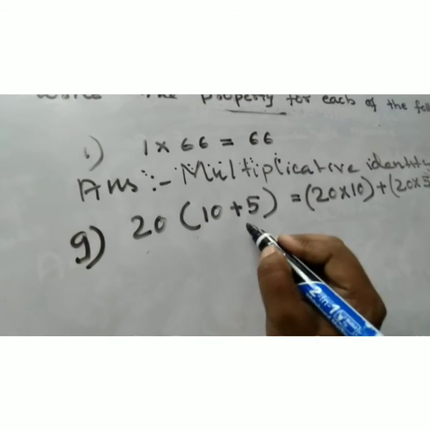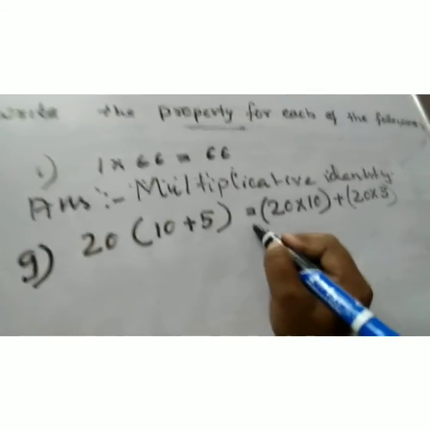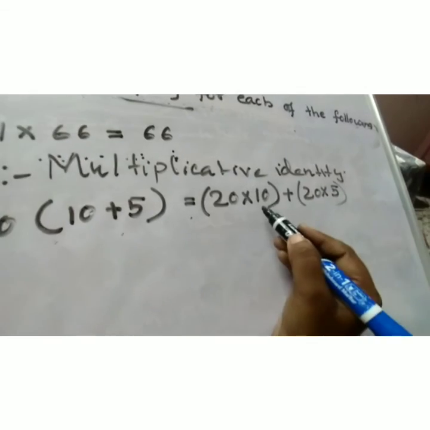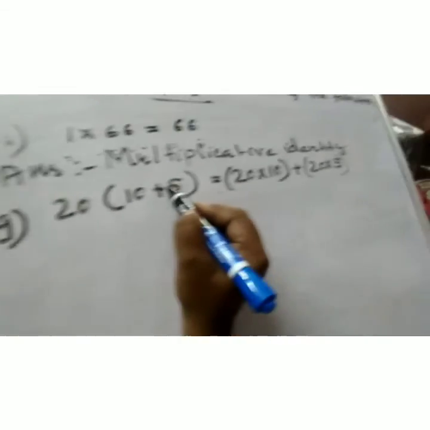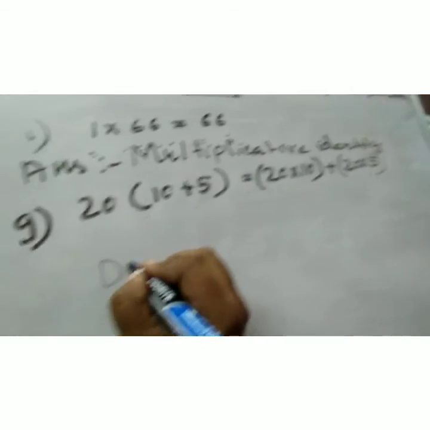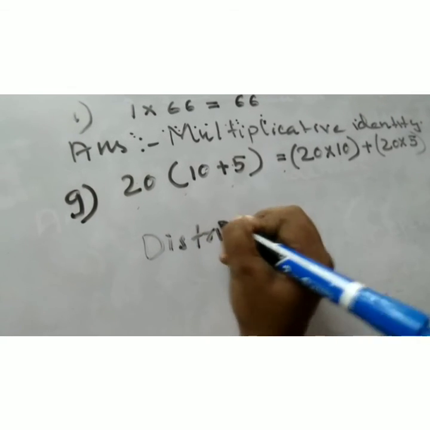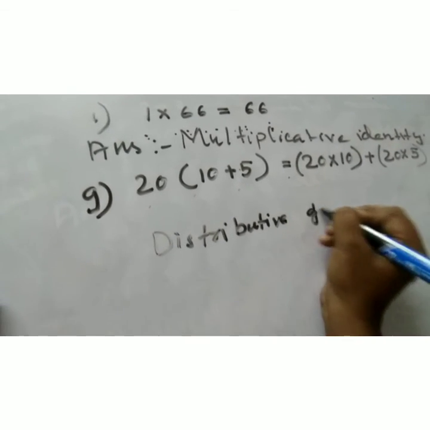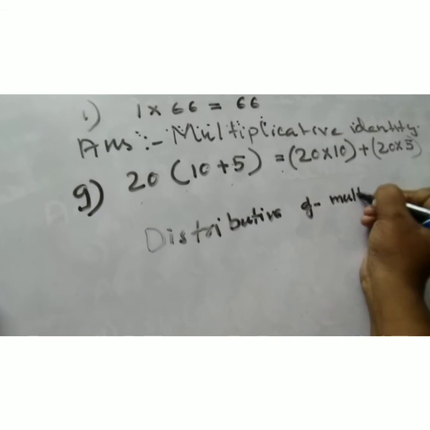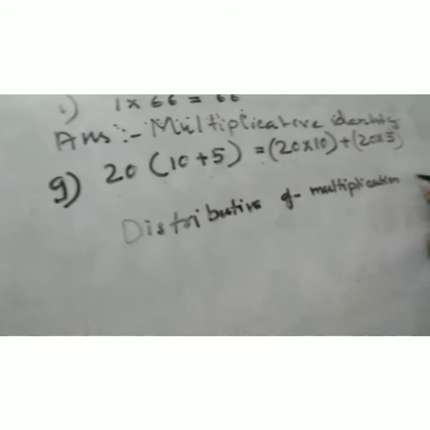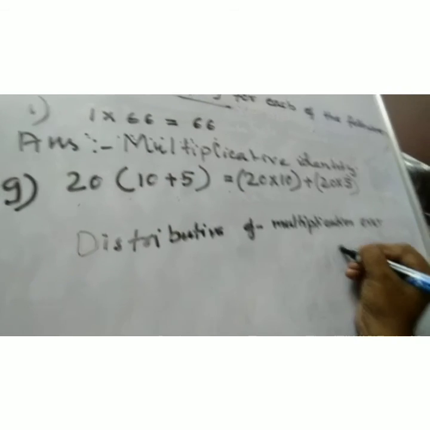Okay. Then next question. 20 into 10 plus 5 is equal to 20 into 10 plus 20 into 5. Which property? Distributive. Distributive property of multiplication over addition.